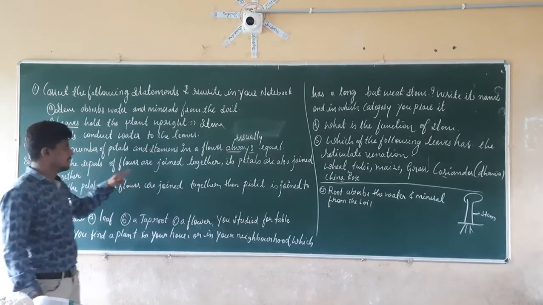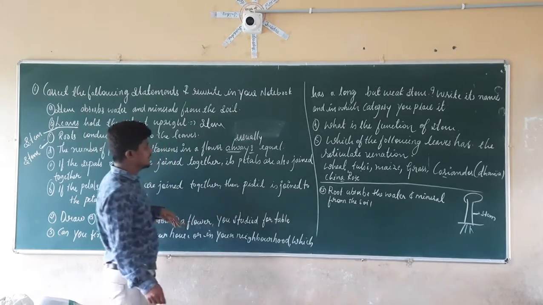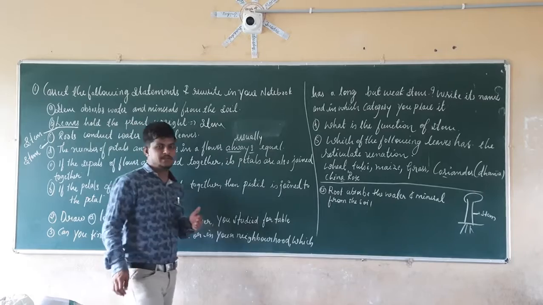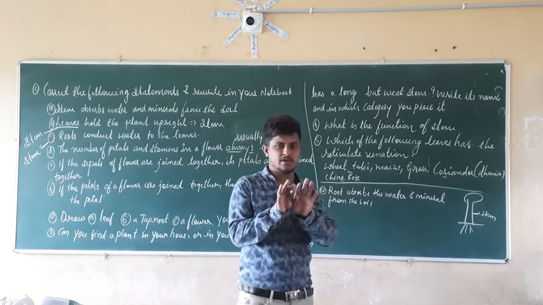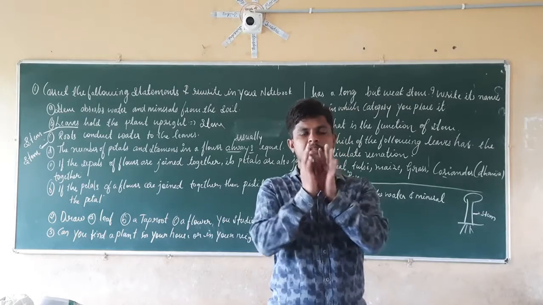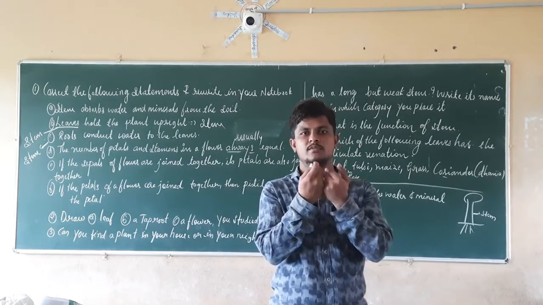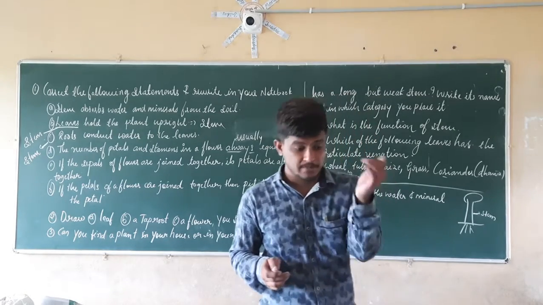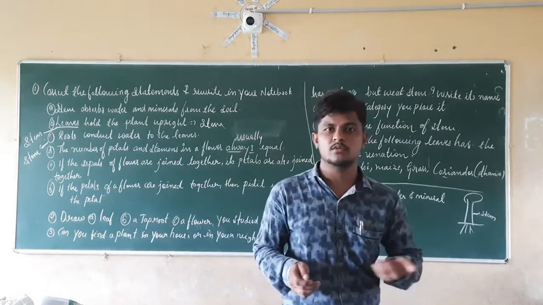If the sepals of the flowers are joined together, its petals are also going to be joined together. So if you check here, if the sepals are joined together like this, that means its petals are also going to be joined together. So it is a completely wrong statement. It may be joined together, it may not be joined together.